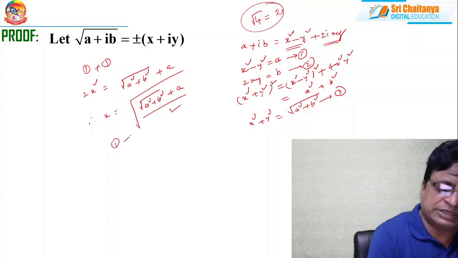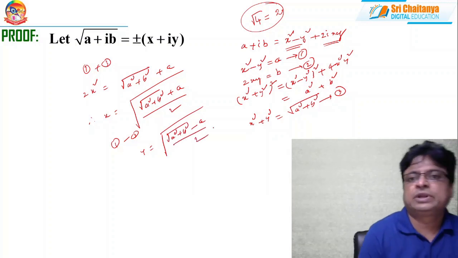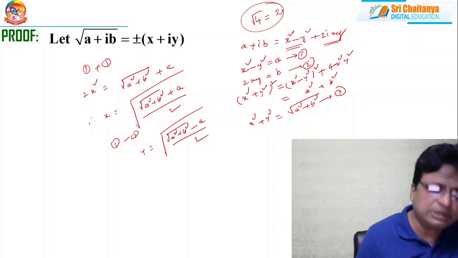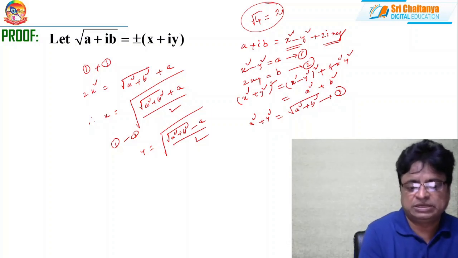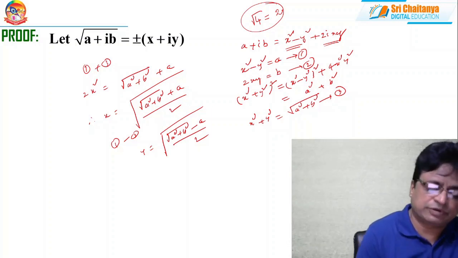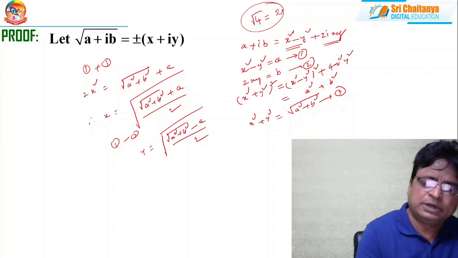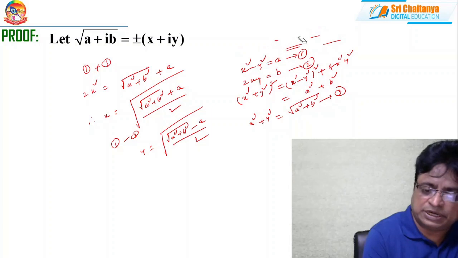Similarly, subtract 1 and 3. You will get y equal to root of (root a square plus b square minus a) by 2. Now you substitute these values in place of x and y, you will get the answer for square root of a plus ib. The similar approach we may use for finding the square root of a minus ib also. So it is a very simple proof. The only thing is, though it is in complex numbers, the entire thing is just algebraic manipulations.